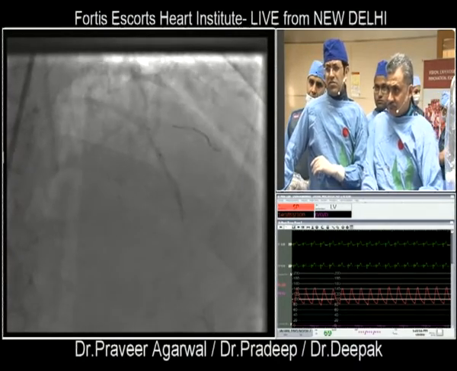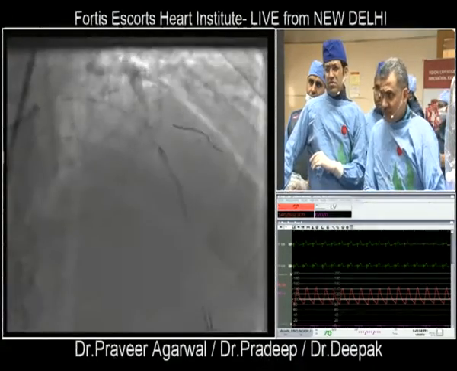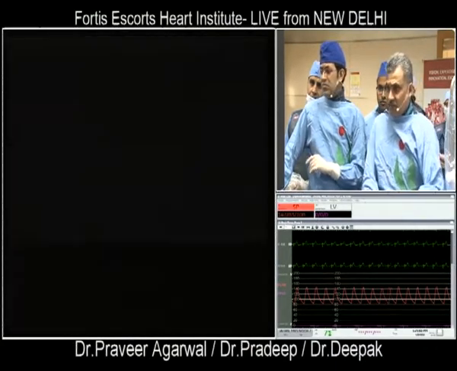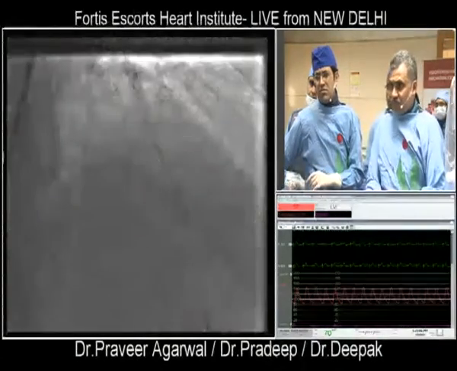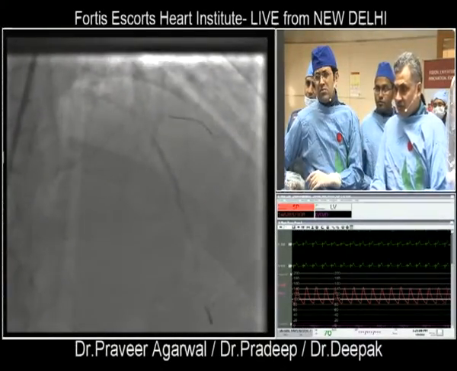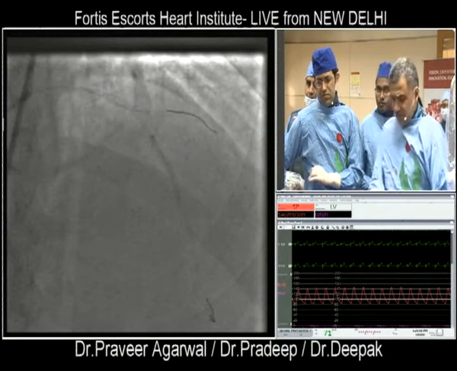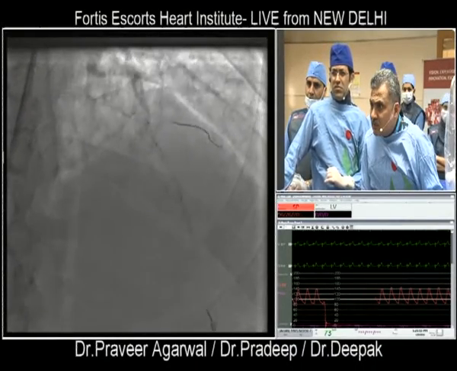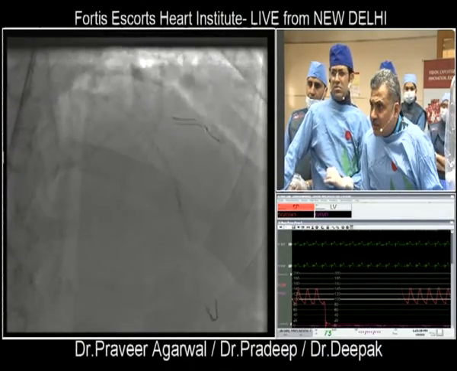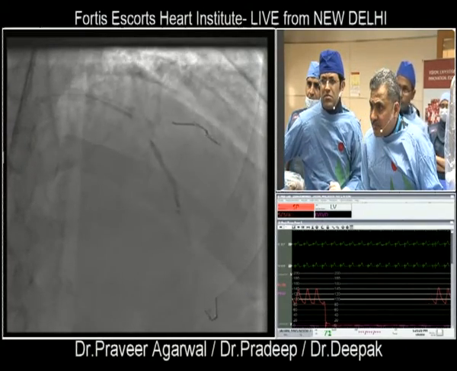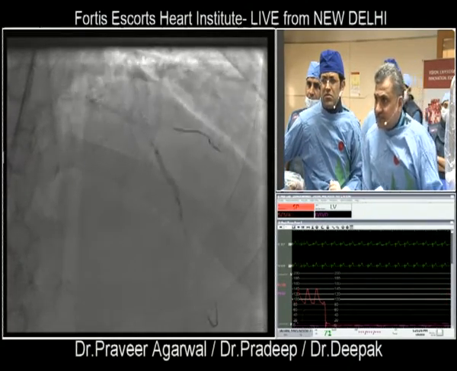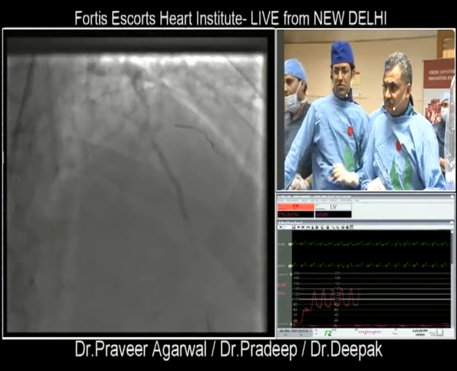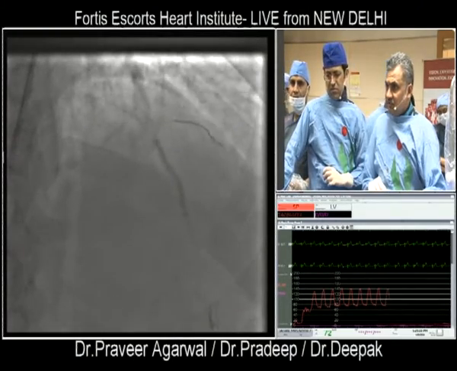1, 2, 3, 4, 5, 6, 7, 8, 9. Nine is the optimal deployment pressure for the stent. Deflate. And we'll measure the length also before we take this out. Okay, go up. 6, 7, 8, 10, 11, 12, 13, 14, 15, 16, 17, 18. Deflate.